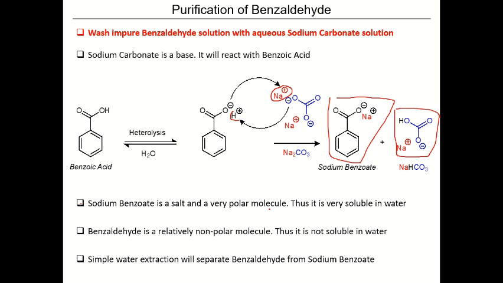As a consequence, it is very soluble in water, right? Then benzaldehyde is a relatively non-polar molecule, so it's not soluble in water. So how can we remove it? By simple water extraction, by filtrating. The solid that we have on the filter paper is going to be the pure benzaldehyde, and what remains in the solution after we filtrate is going to be the impurity, the benzoic acid, as a salt.